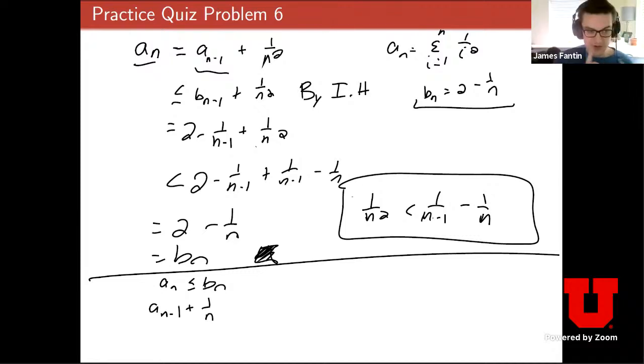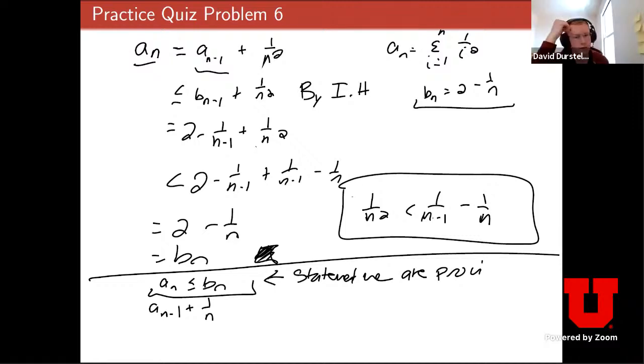So one issue though is we don't know that a sub n is less than or equal to b sub n. So we can't start with that statement, right? Because this is the statement we are asked to prove. Even if it ends up true at the end, you'd have to work backwards through every process I did.